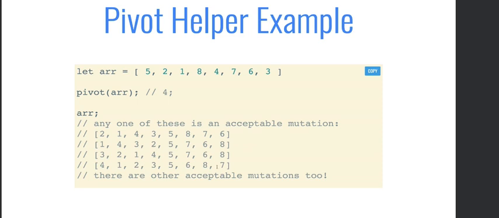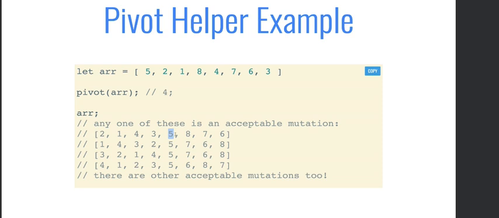So these are all acceptable. All that matters is that 5 is in the correct spot. And we return the index, which is 4: 0, 1, 2, 3, 4. So this is basically saying, in the final sorted array, if you kept doing this on the left and the right over and over and over, 5 is in its final position.